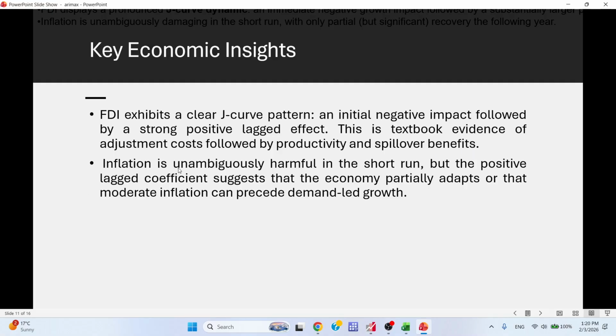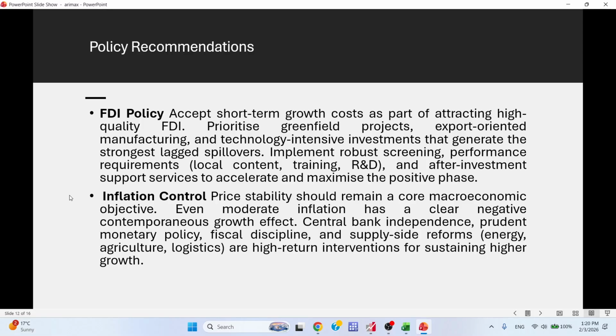And in the case of inflation, inflation is ambiguously harmful in the short run, but the positive lag coefficient suggests that the economy partially adapts or that moderate inflation can precede demand-led growth. And for policy recommendation, for FDI, policymakers should accept short-run growth cost as part of attracting high-quality FDI, prioritize greenfield projects, export-oriented manufacturing, and technology-intensive investment that generate the strongest lag spillovers.